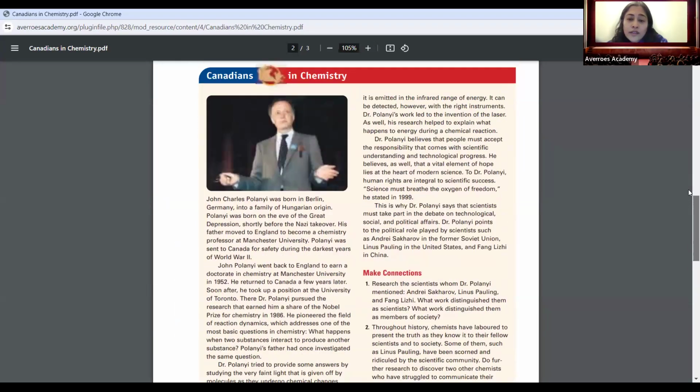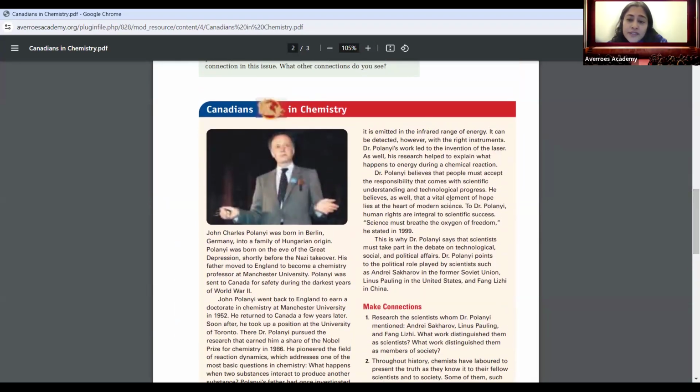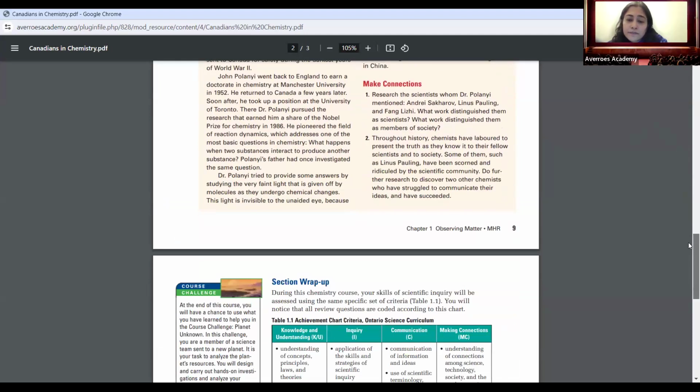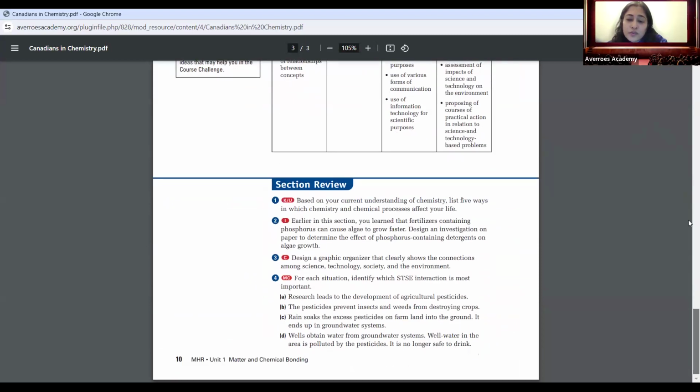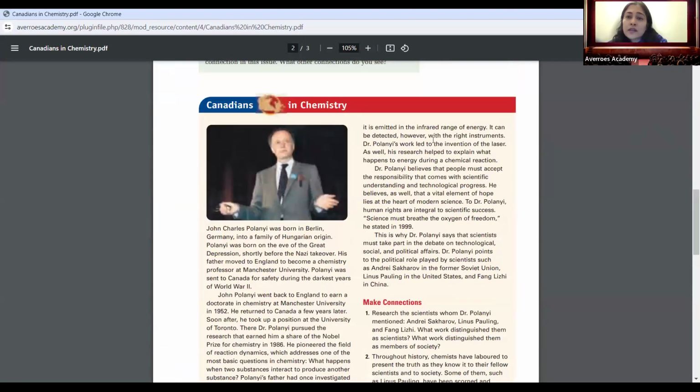And he's more of a political influencer. He says that human rights are integral to scientific success. Science must breathe the oxygen of freedom. So yeah, people should be free to pursue science, basically. Okay.